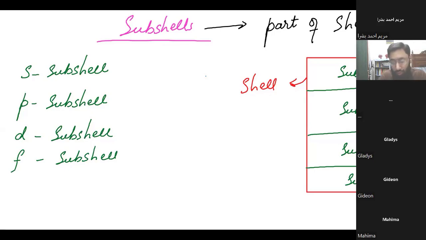So it's better to put electrons in subshells. Let me check one second. Let me check the chat topic.